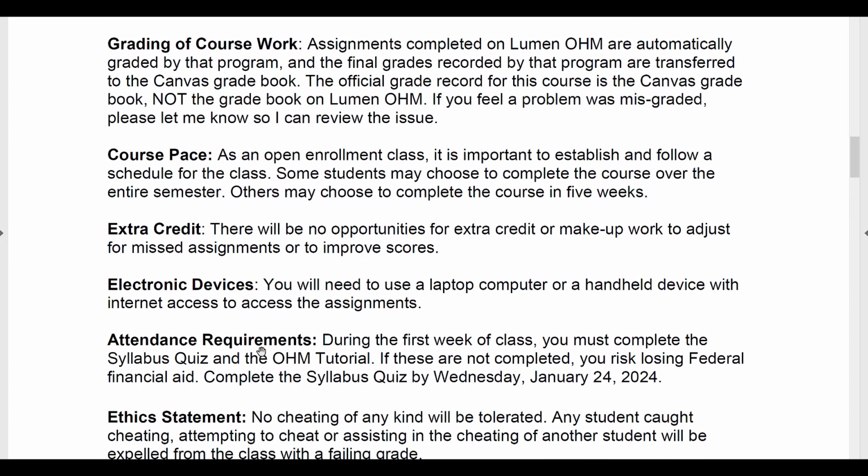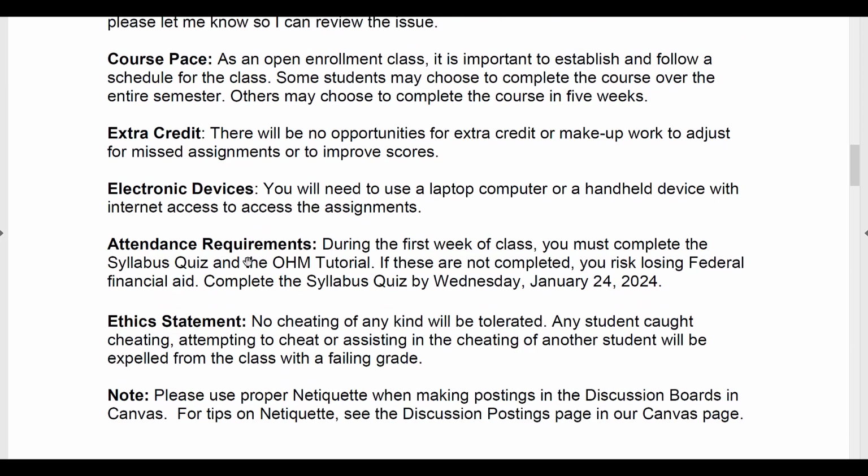Extra credit: there'll be no opportunities for extra credit or make-up work to adjust for missed assignments. I mean, you just do the assignments, they're there. The real actual due date is the end of the semester. So even if, and I'll talk about the due dates in a moment, even if you, air quotes, miss a due date, you can always go back and do any assignments. So you have that whole semester to do it. And you can improve your scores. You can retake a section.